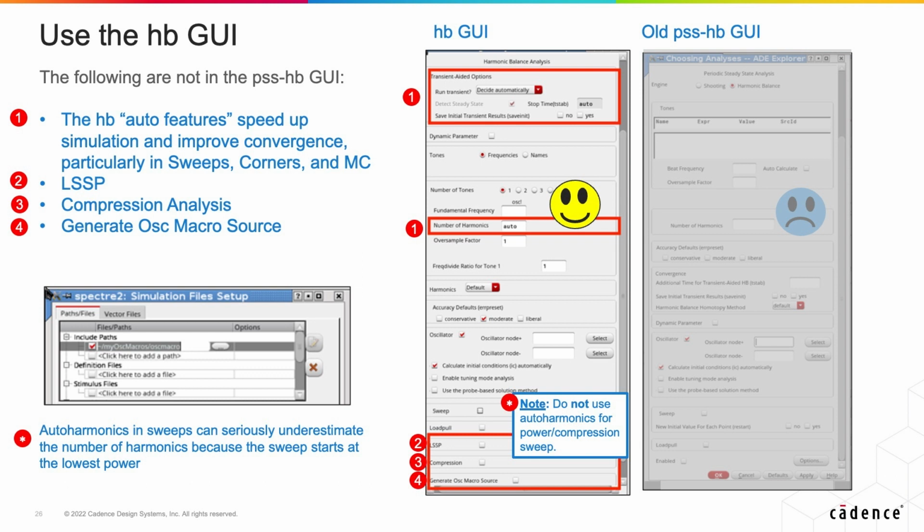And if you say yes, because you really know what your t-stab is going to be, we'll ask you to fill that out, the value of t-stab. And then you can have number of tones, you can have so many number of tones, you can have fundamental frequency, all of that. Number of harmonics, this is HB. So number of harmonics, like I wrote down, is very crucial to simulation time and accuracy.